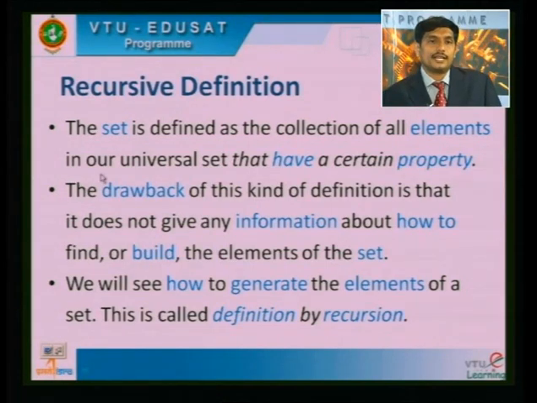In this definition, the set is defined as a collection of elements in our universal set that have a certain property. The drawback of this kind of definition is that it does not give any information about how to find or build the elements of the set. That is why we will see how to generate the elements of a set. This is called definition by recursion.